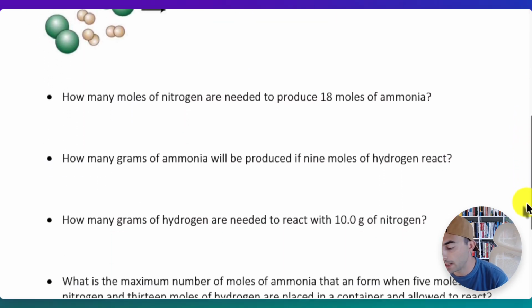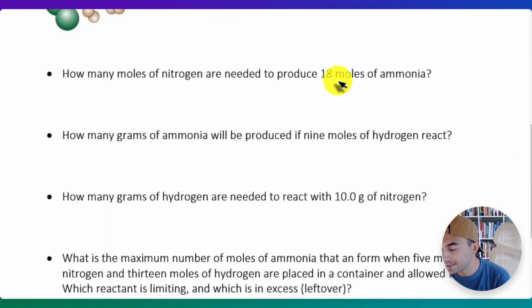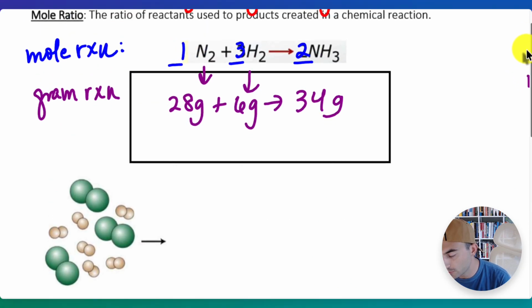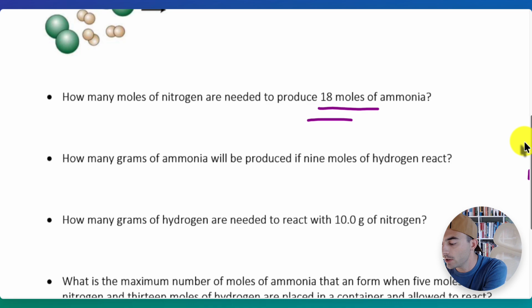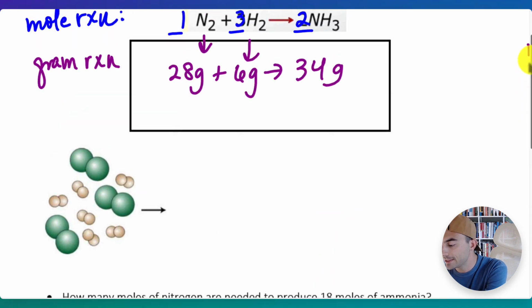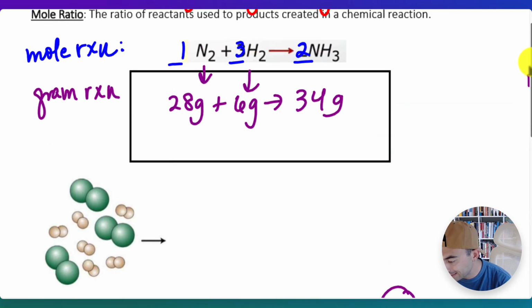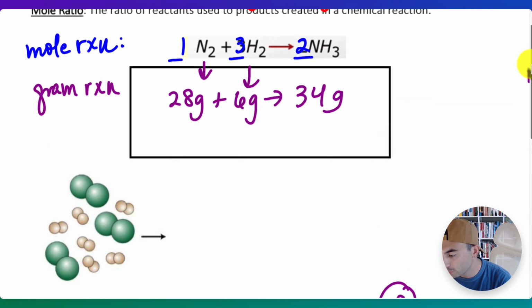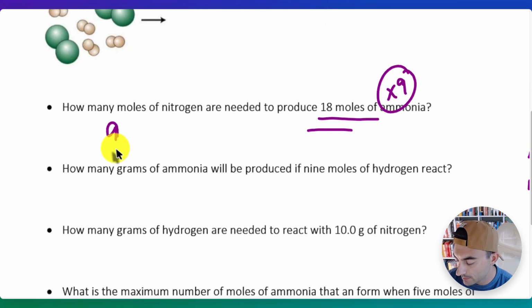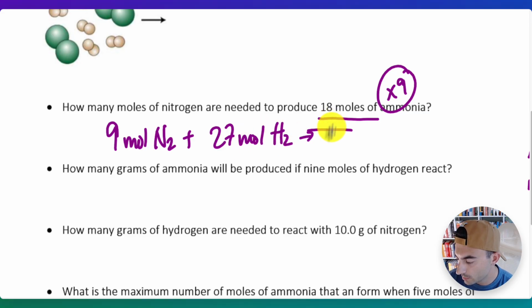So let's look at the first one. How many moles of nitrogen are needed to produce 18 moles of ammonia? Well, if my standard mole reaction is producing 2 moles of ammonia, but I want to produce 18, that means I need to scale that mole reaction by a factor of 9. And if I'm scaling it by a factor of 9, and I multiply through, that's telling me that 9 moles of nitrogen are going to react with 27 moles of hydrogen to produce 18 moles of ammonia.